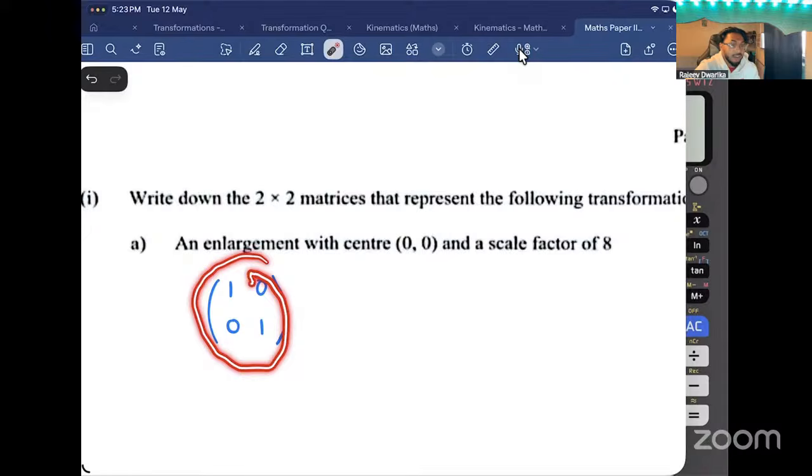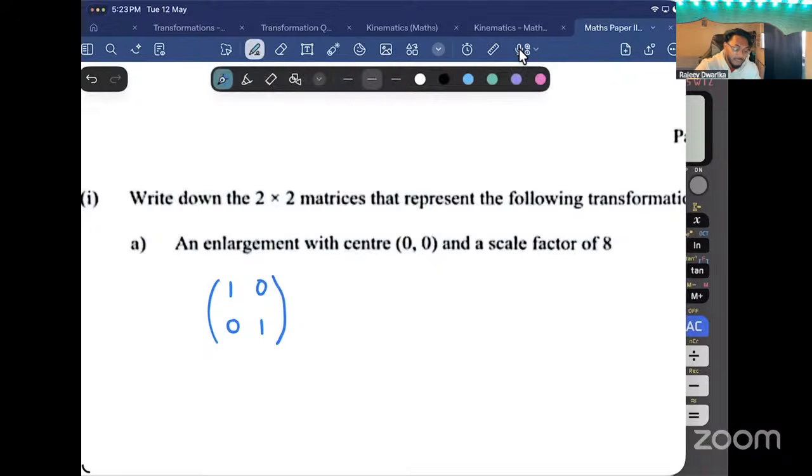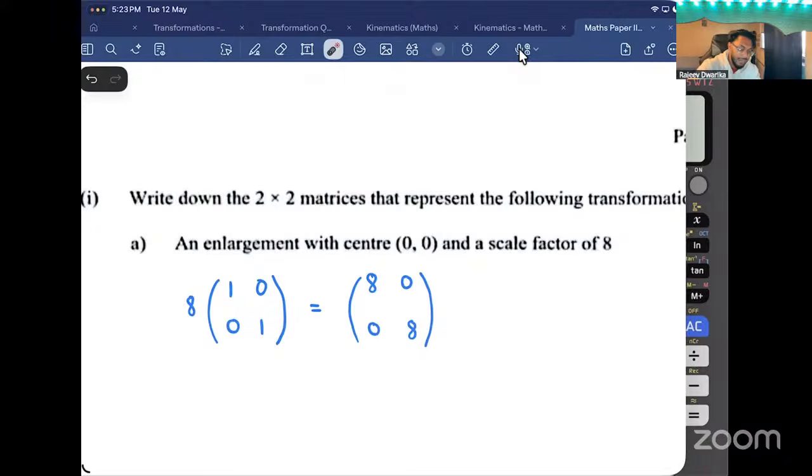So if you wanted to enlarge it with a center of 0, 0 and a scale factor of 8, it would literally just be 8 times the identity matrix. That would be 8, 0, 0, 8. Because the identity matrix multiplies each element by 1, if you scale the identity matrix, it multiplies each element by that scalar multiple. So 8, 0, 0, 8, that was it.